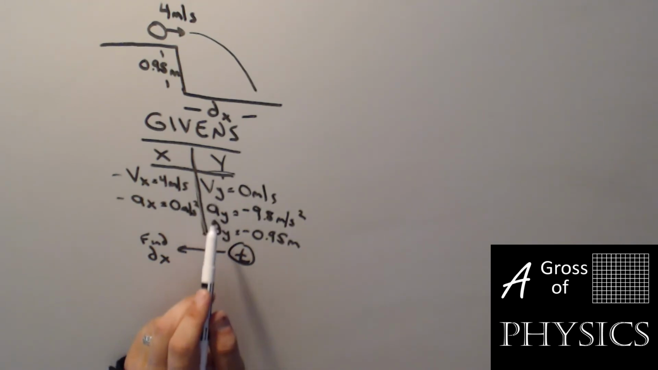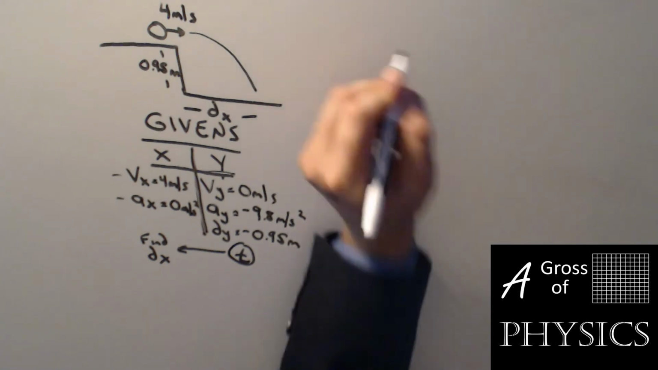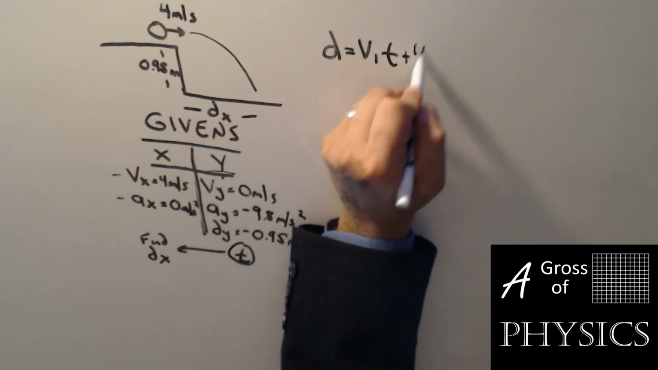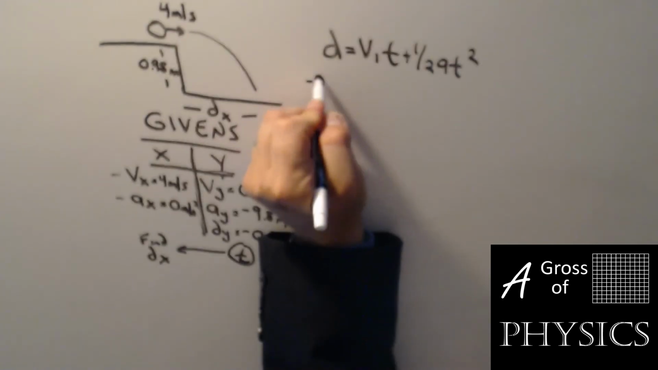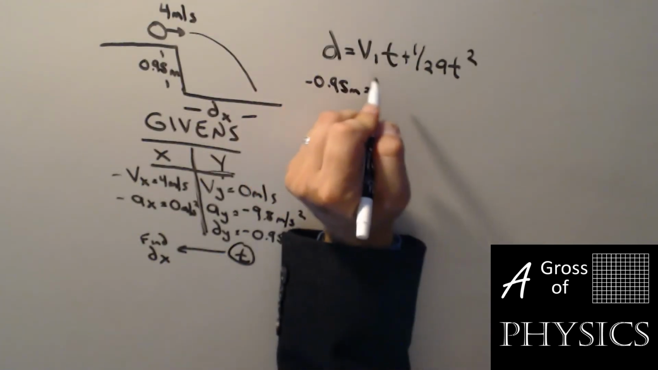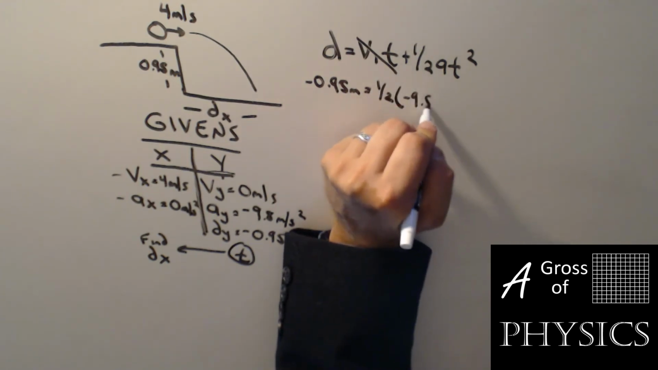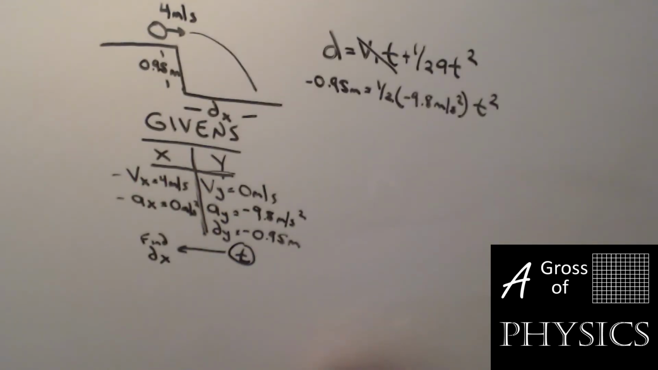Now, if I know v, a, d, and I'm looking for t, what I'm going to use is equation 4. So I'm going to write d equals v_i t plus 1/2 a t squared. Negative 0.95 meters equals 0, plus 1/2 times negative 9.8 meters per second squared, t squared. I'm going to do 1/2 times 9.8. I'm going to divide it into 0.95. I'm going to do that on the calculator.